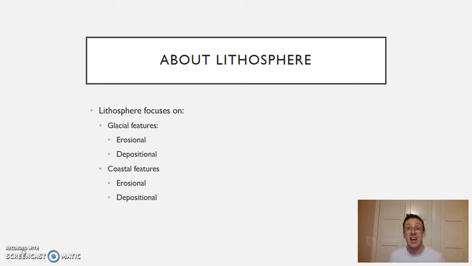So to start us off, lithosphere. This is a very straightforward slide, because lithosphere at its core is a reasonably straightforward unit in terms of what it focuses on. In this, we are looking at feature formations, and we're going to be looking at four sets of feature formations, which you can subdivide into two main groups. So we're going to be looking at features that are found in either glacial or coastal landscapes, and then in each of those, we're going to be looking at features that are formed largely by erosional processes and features that are formed largely by depositional processes.